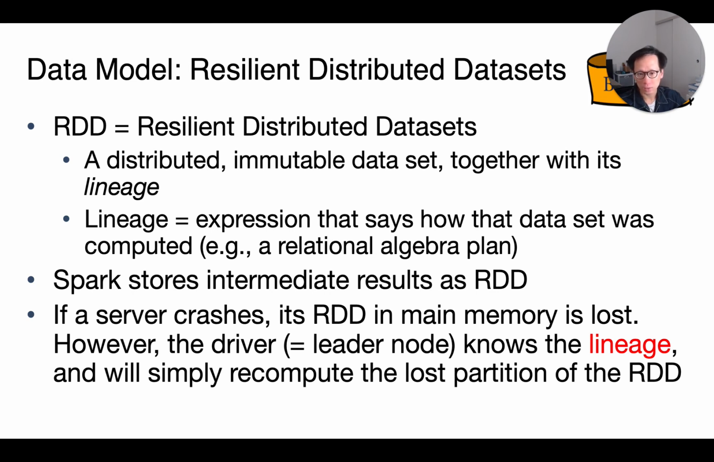This means that we must have stored the lineage in persistent storage, like writing it out to the disk before executing the program that generates the output RDD. In practice, this can be done by writing to a log file and flushing the log to the disk, just like what we learned earlier in the recovery lecture.